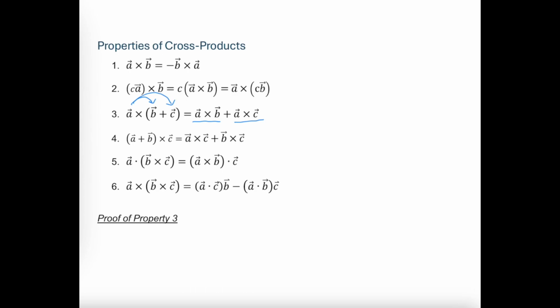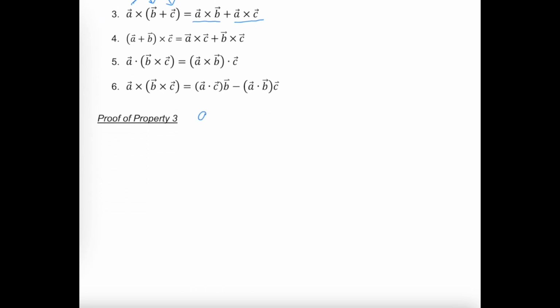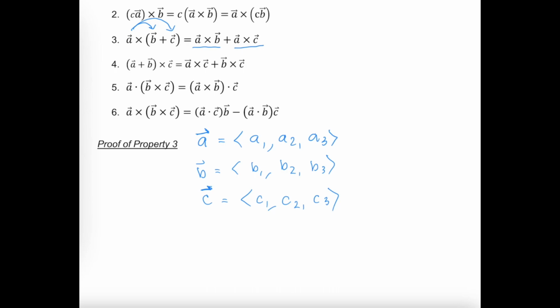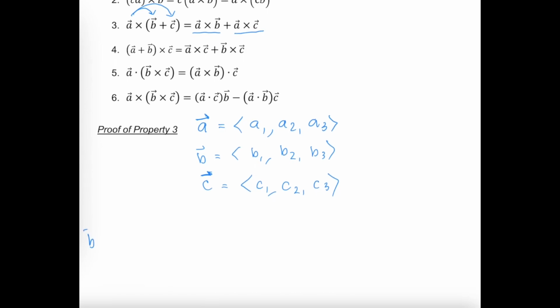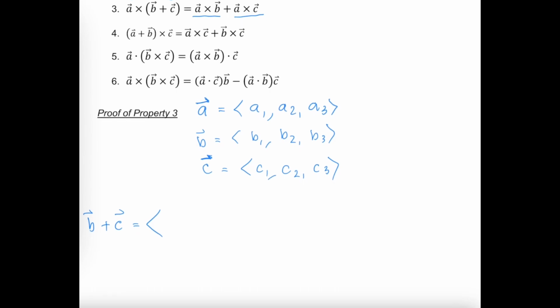So the first thing that we're going to want to do to prove this property is to generalize our A, B, and C vectors. And then we're going to take a look at what the B plus C vector would look like. And we're using pointy bracket notation here because this is going to get quite involved, and I want to keep our notation as streamlined as possible. So this vector is going to be B1 plus C1, B2 plus C2, B3 plus C3. These are the components of the B plus C vector.